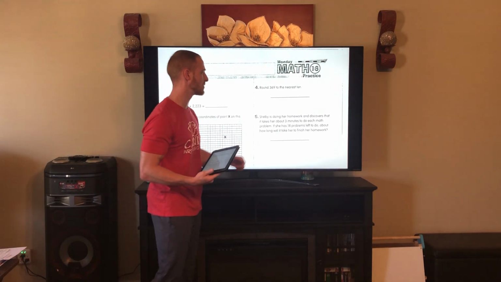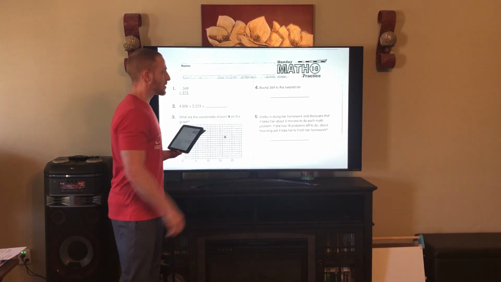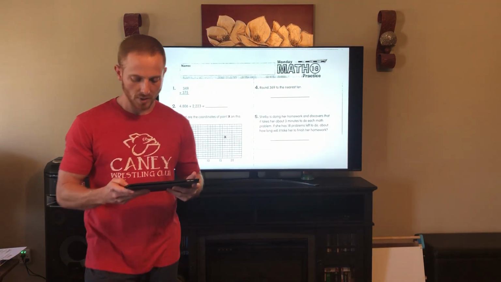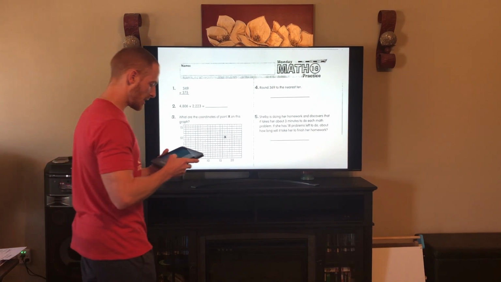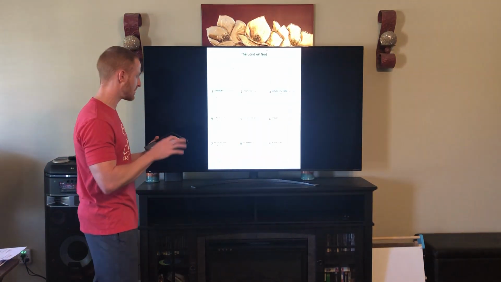Make sure you're underlining and circling on that problem there. Show your work for each individual one. If it requires a unit, make sure you put that unit down there. Okay, moving on to the next assignment, which is going to be your reading passage for today.